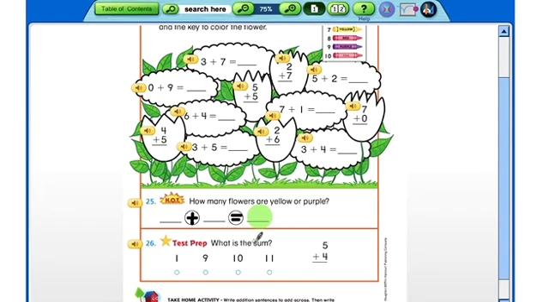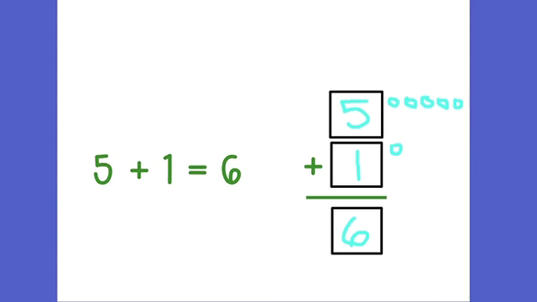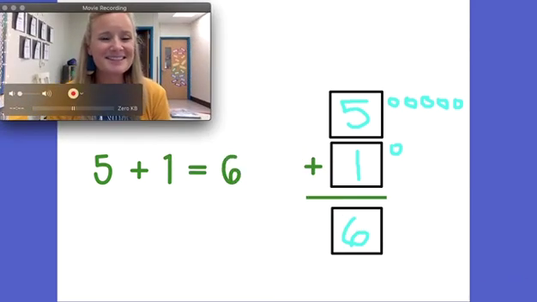Lastly, what is the sum, or what is the answer to 5 plus 4? Fill in your bubble. That's our math lesson for today.